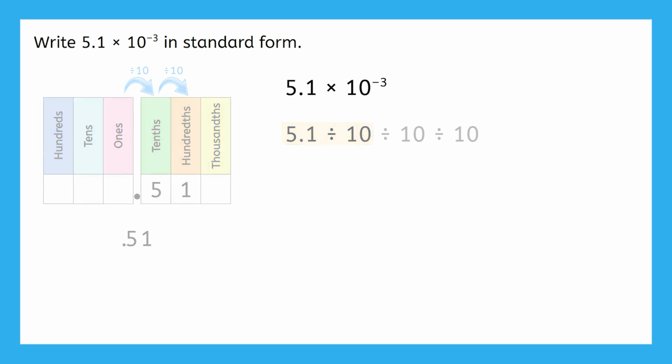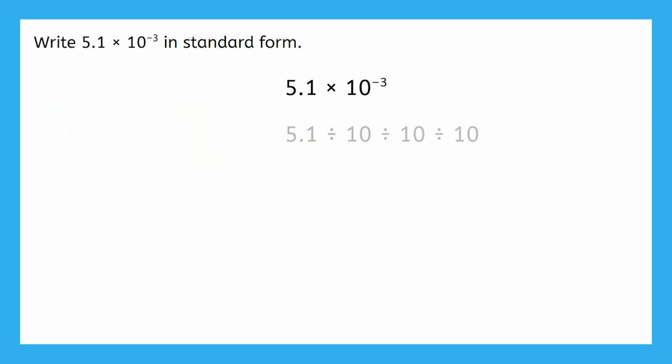So to multiply 5.1 by 10 to the negative third, we move the decimal 3 places to the left, inserting zeros as needed. Here's 1, 2, and 3. That's 51 10,000ths.